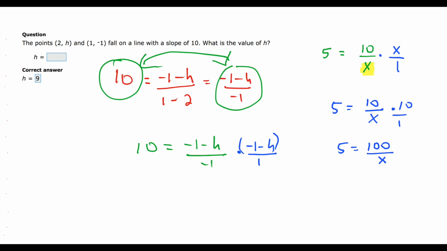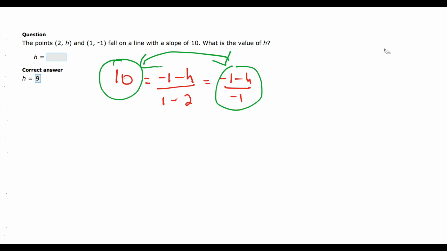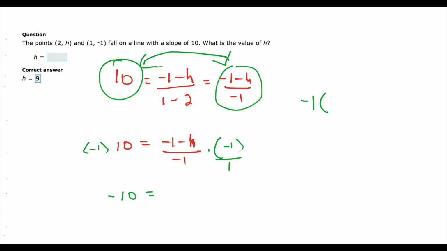that means I have to FOIL this open, and it doesn't do anything. You've got to multiply this on this side. So you've created a huge mess. Let me erase all this. So 10 equals negative 1 minus h over negative 1. So times negative 1 over 1 times negative 1. What happens on the left? So you get negative 10. What happens on the right? So you have this. You have to do that. 1 plus h, and this is gone right here. And h equals what?